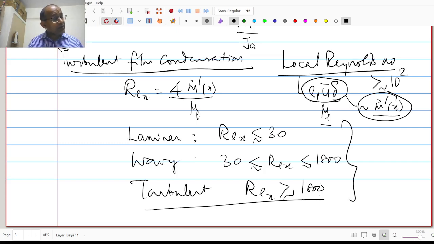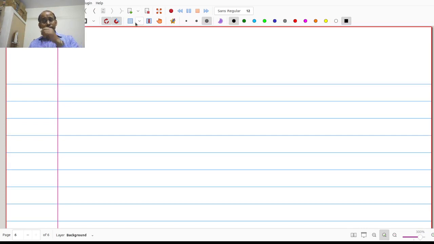Now, starting from this, we can actually write the correlation. Laminar is straightforward because there are no major variations. It's a smoothly falling film, so we can do a good analysis, like the integral analysis we have done. But in wavy and turbulent, because of the kind of variations that happen, it's not easy to do an analytical study and get solutions.